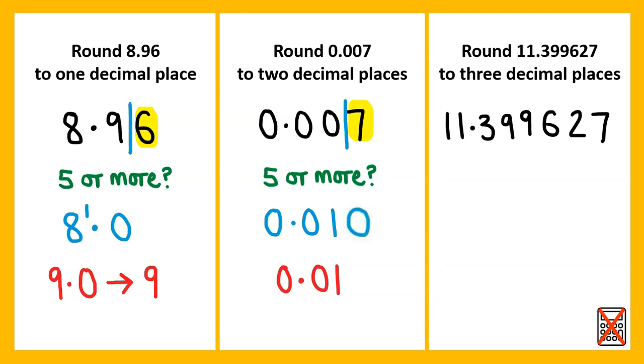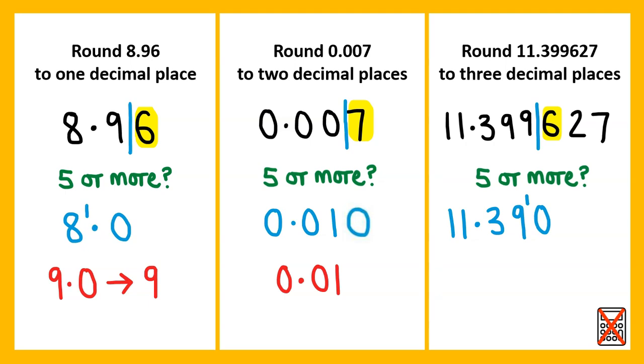Lastly, I'm rounding 11.399627 to 3 decimal places. This 9 is my third decimal place, so I put my rounding line afterwards. And looking at the next number, I can see that this is 5 or more. So rounding up to 11.39 and then adding 1 to the next 9 would become 0. So I need to add 1 to the next column, which will turn this to a 10, and add 1 across to the next column. So my final answer would be 11.4.